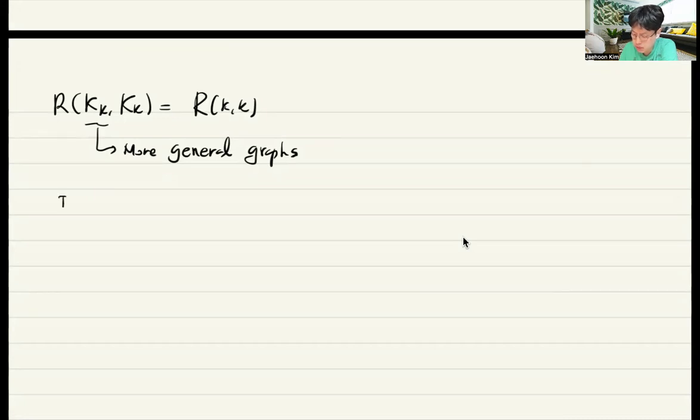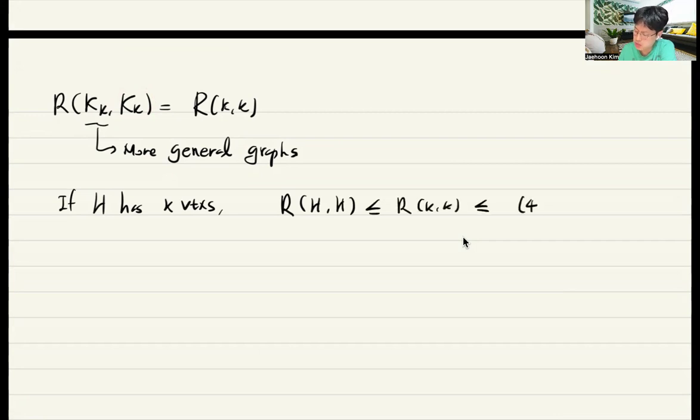What we know is that if H has k vertices, then this H is always a subgraph of the complete graph on k vertices. So R(H) is always at most R(k,k), which we saw is at most exponential. On the other hand, we showed a lower bound, which is also exponential, but it's not clear whether this kind of lower bound applies to more general graphs H.